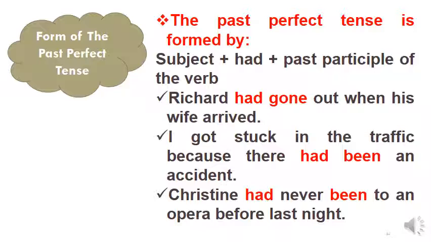Okay, so we usually use had either with singular subjects or plural subjects. You always use had. So for example, Richard had gone out when his wife arrived. I got stuck because there had been. Kristen had never been. So we are always using the past participle of the verb. Of course, now we have to memorize the third column in the irregular verbs list.